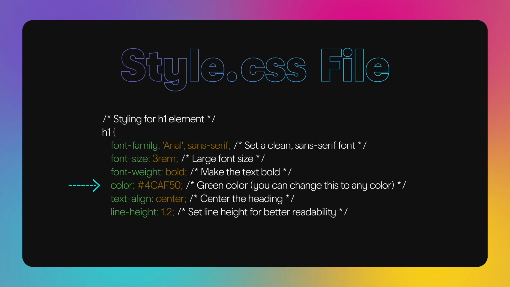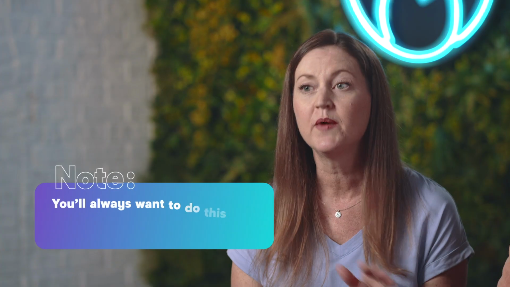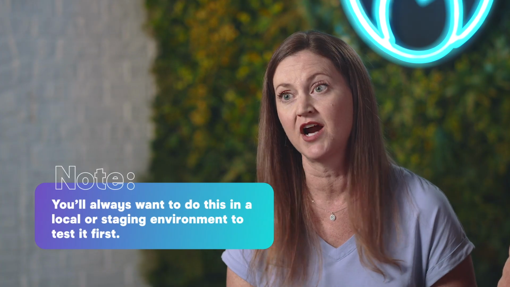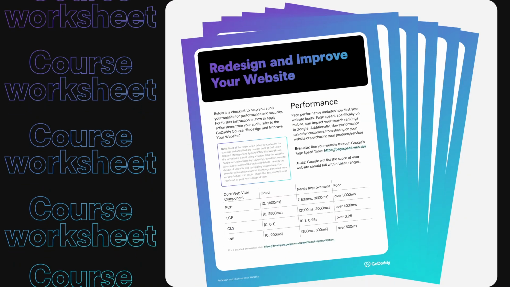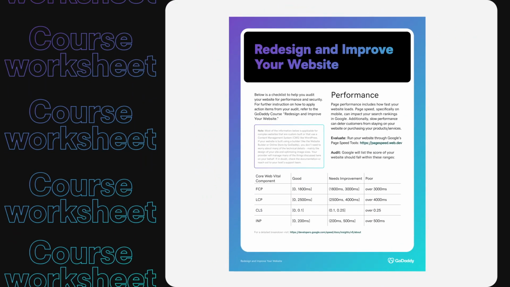Then you paste this line of code into the style.css file for your website. You'll always want to do this in a local or staging environment to test it first. The download for this course, found in the link below this video, includes some of our other suggestions for design and accessibility. Review them and see if any apply to your website.